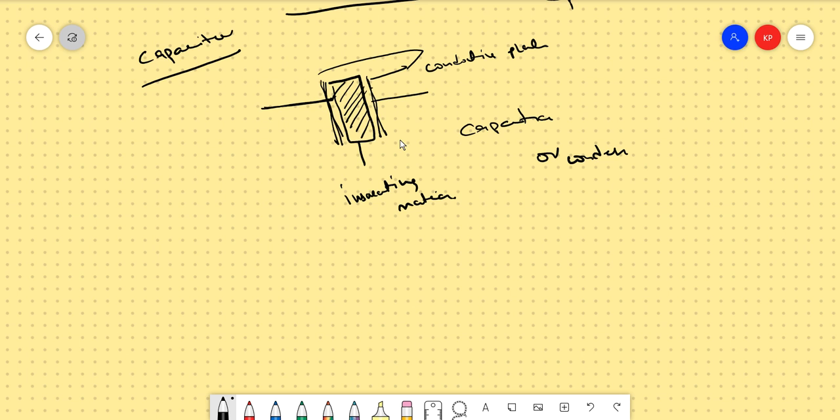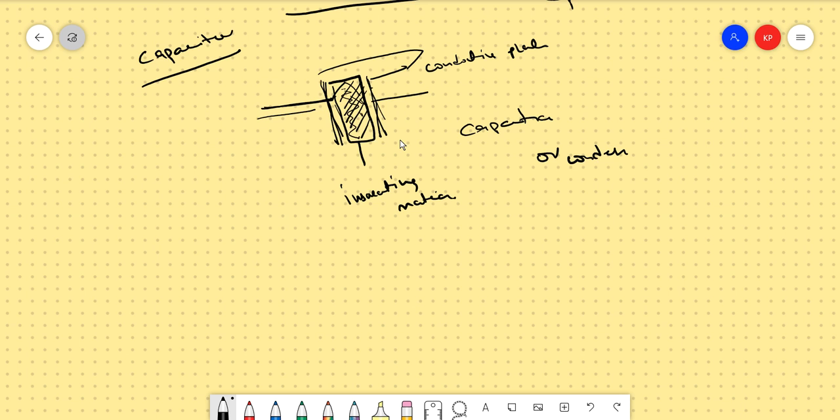Now a capacitor is a device which stores electrical energy in the form of electrostatic charge. That means whatever electrical energy we are giving to these plates is held in the form of static charge. There will be no movement of electrons, so in the form of static charge this material will hold the electricity in the form of electrostatic charge.